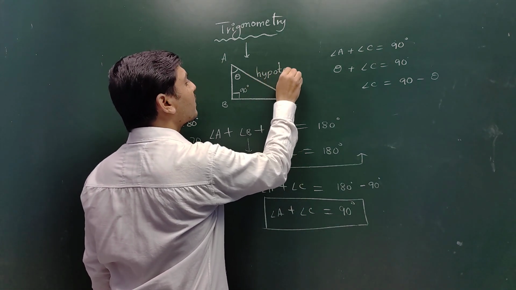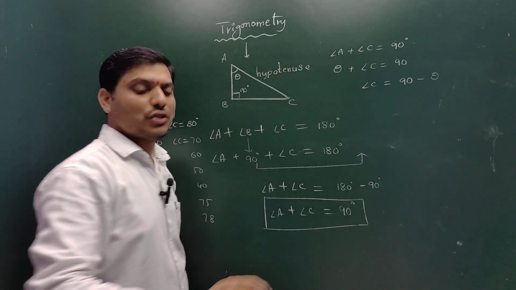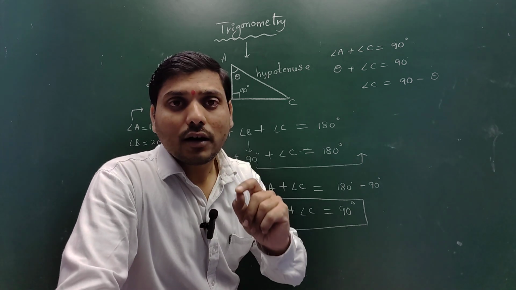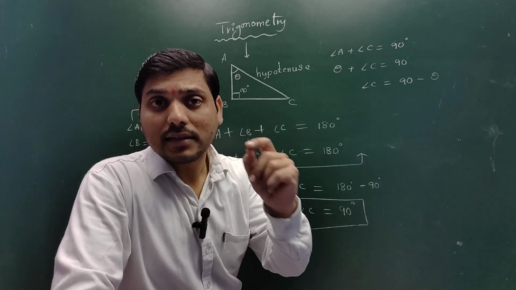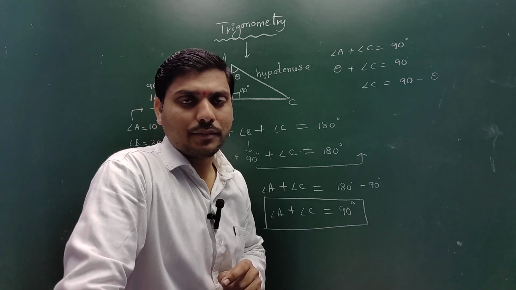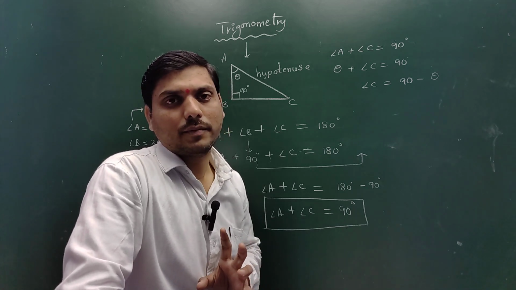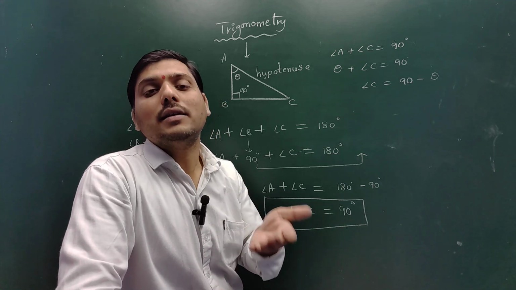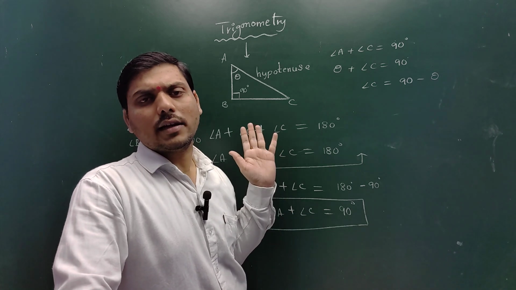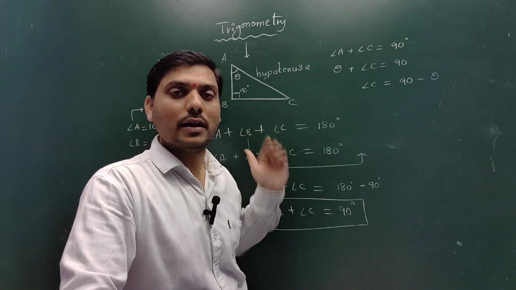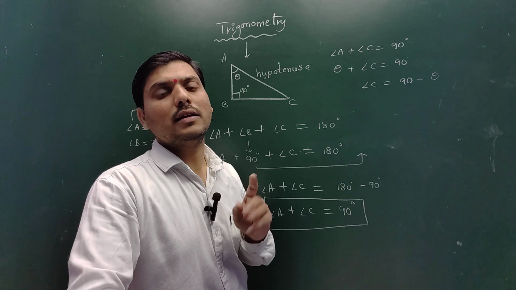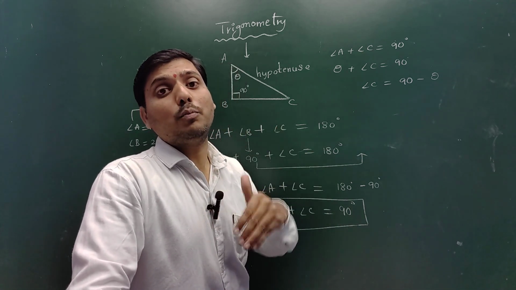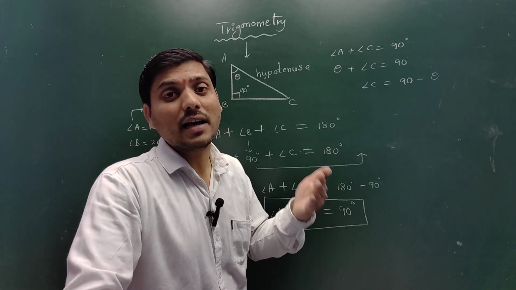Hypotenuse. What is the definition of hypotenuse here? In a right angle triangle, the side opposite the right angle is called the hypotenuse. Which angle is the right angle? Capital B vertex has the right angle, meaning one of the angles is 90 degrees. The side opposite that angle is named the hypotenuse.